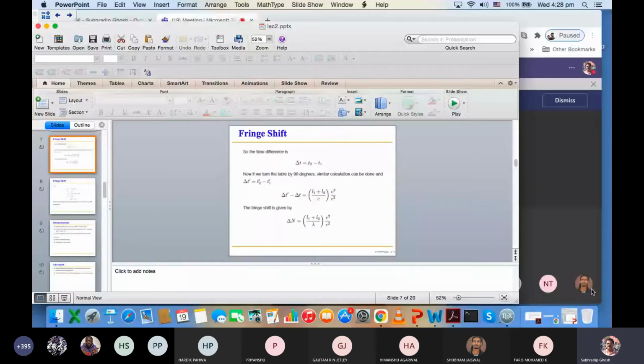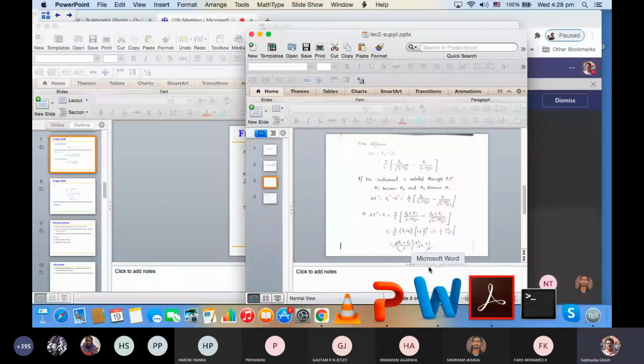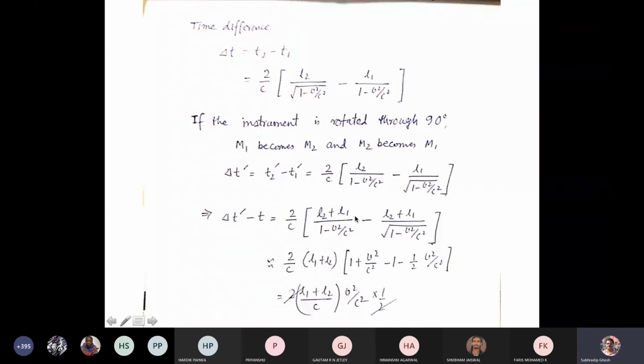Again, let me show you the calculation. So here it is, see, (L2 plus L1) divided by (1 minus V square by C square) minus (L2 plus L1). So if L2 and L1 were equal, but V was non-zero, then still there would have been a path difference. On the other hand, if V was 0, then there wouldn't have been any time lag, irrespective of whether L1 is equal to L2 or not. So this actually shows that this phase difference is due to the different velocity of light in different directions.